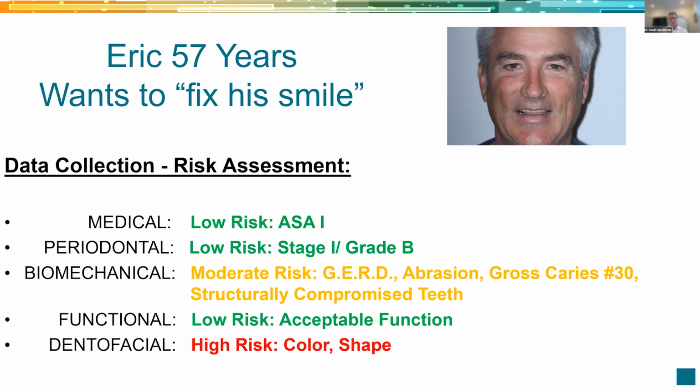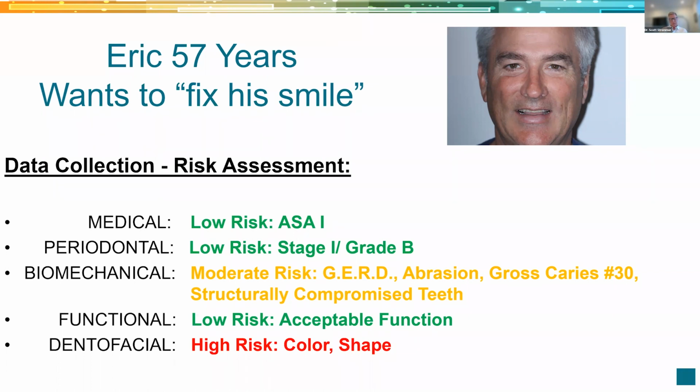I think at this point in dentistry, we can get better at having real metrics with respect to, okay, how healthy are they? What do you mean they're healthy? So we can speak like this. ASA1, how about periodontally? Well, Eric's low risk. He has stage 1 periodontitis, and it's grade B. So he's 57 years old. That's a low risk category.